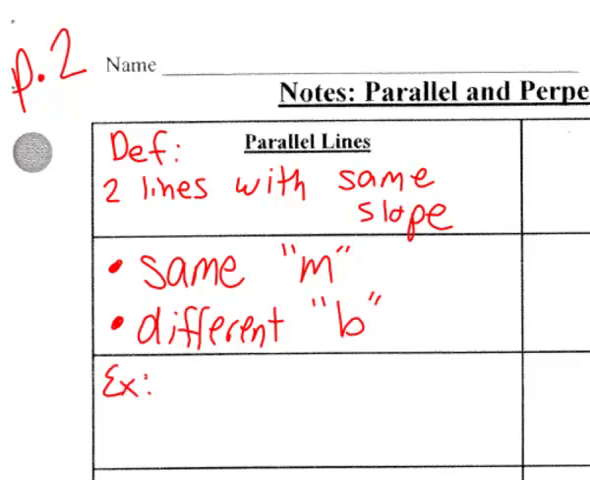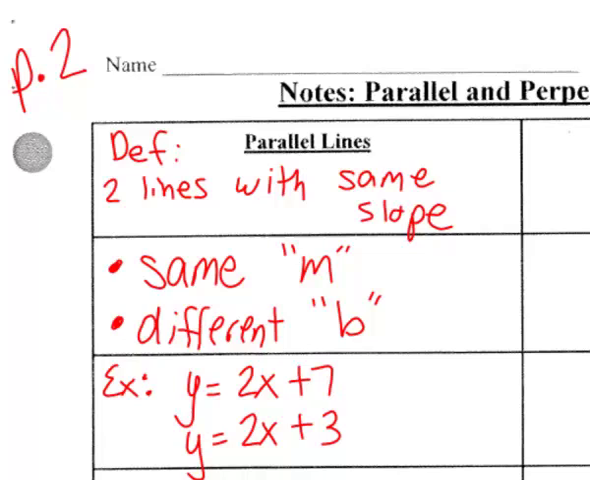Example, looking at two different equations, would be y equals 2x plus 7. And then I'm going to rewrite this exactly the same, because it has the same m, it has the same slope, but then I'm going to change my b. So I'm going to say plus 3. I could have subtracted 4 or anything like that.